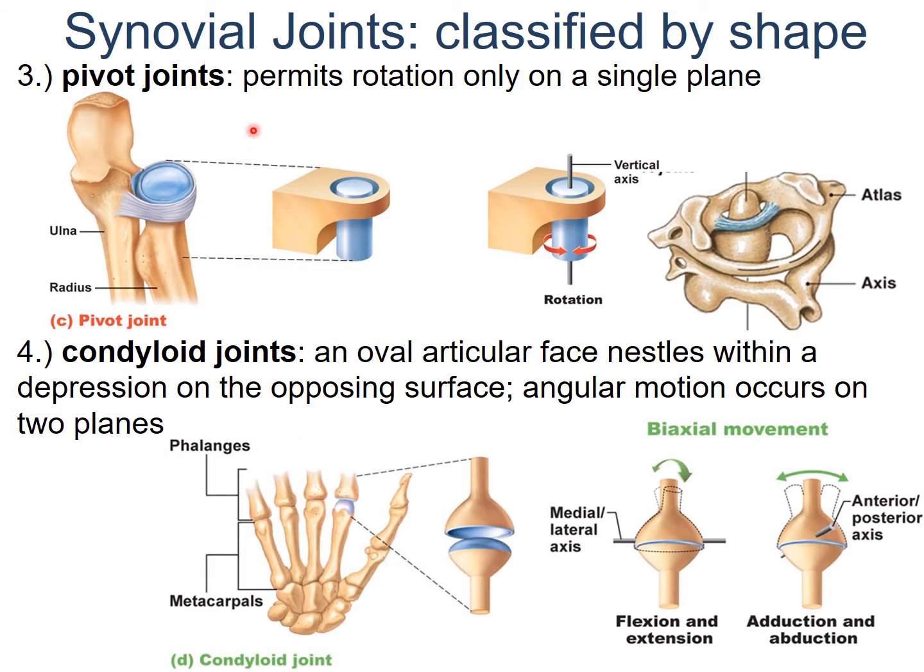Number 3 is the pivot joint. So this one permits rotation only on a single plane. There's actually 2 examples of a pivot joint that I need you to know. And let's start with this one because you saw it in lab before spring break. So here we have atlas and axis, so that's C1 and C2. Those are your first 2 cervical vertebrae. And remember we said that if the skull is here, atlas rotates on axis, and that is considered a pivot joint.